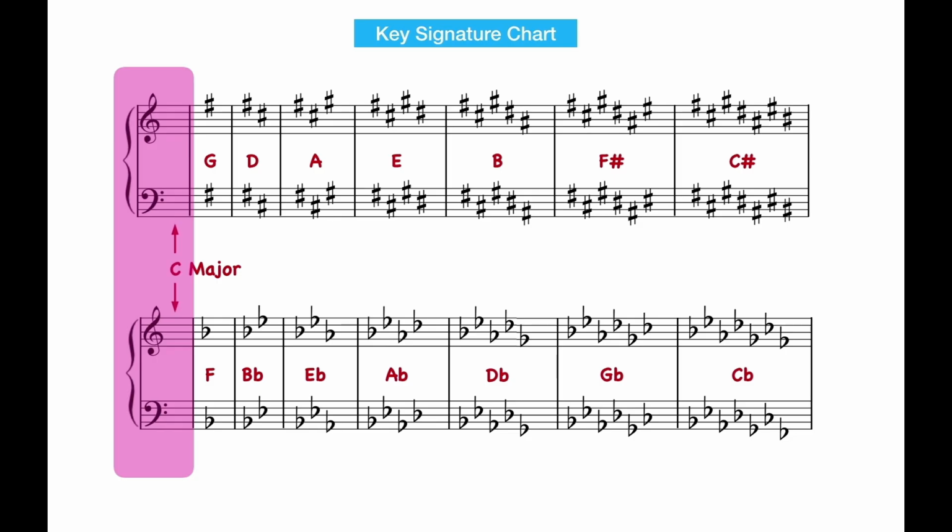So I haven't added the relative minors to this chart, but you can always write them in should you wish. If you're in a C major key, it could also be an A minor. If you're in a G major key, it could also be an E minor, and so on. All you have to remember to do is count down 3 half steps to find the relative minor. But you don't really need to know that right now. The main thing is to understand what key signatures mean and how they work.